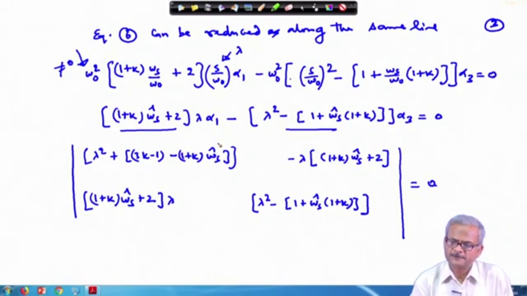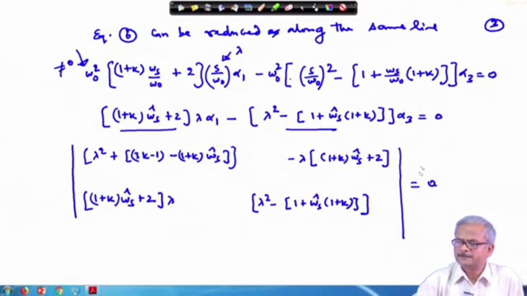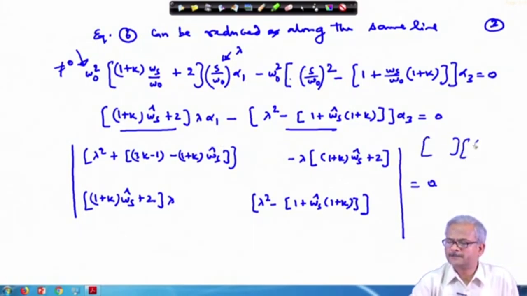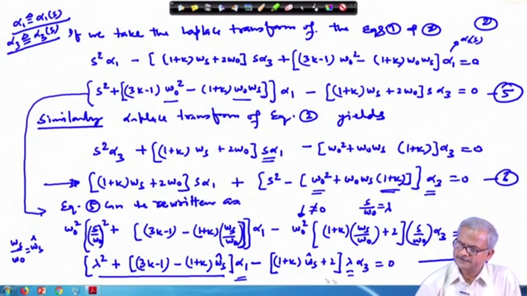So for the non trivial solution, like what we have done, you take out alpha 1 and alpha 3, you can write it in the matrix format by alpha 1 and alpha 3, this equal to 0, because alpha 1 and alpha 3 is appearing here, and also it is appearing here in this place. Okay.